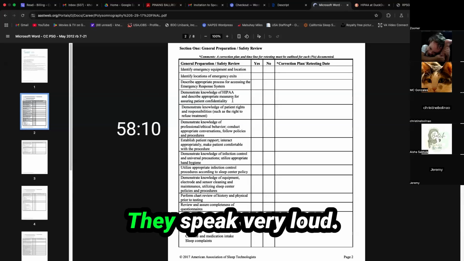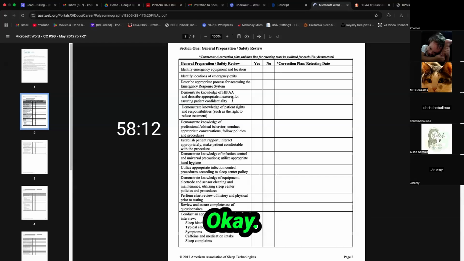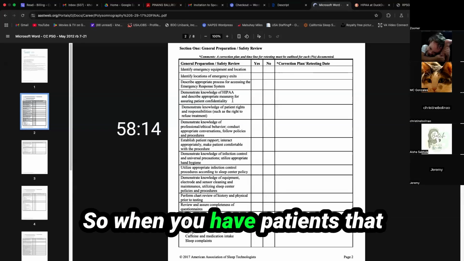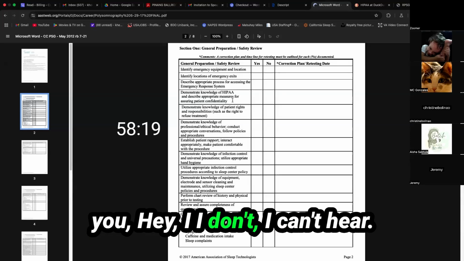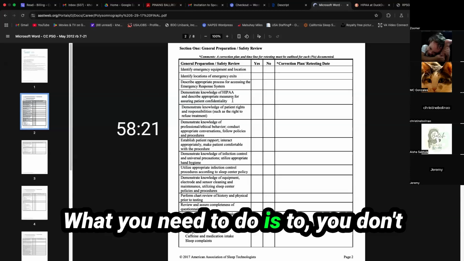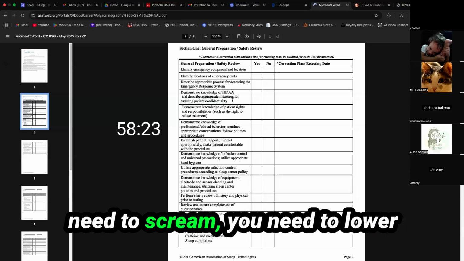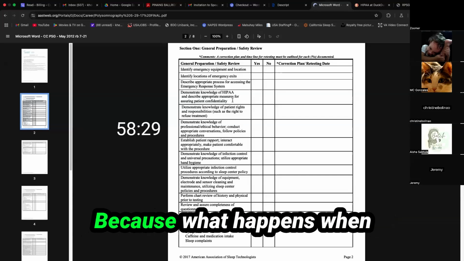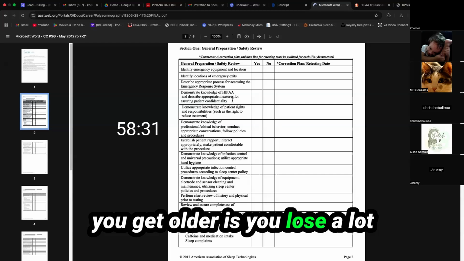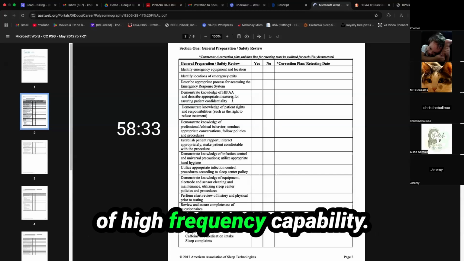They're loud. They speak very loud. So when you have patients that talk very loud or they tell you, "Hey, I can't hear," what you need to do is you don't need to scream. You need to lower your voice, like more bass. Because what happens when you get older is you lose a lot of high frequency capability.